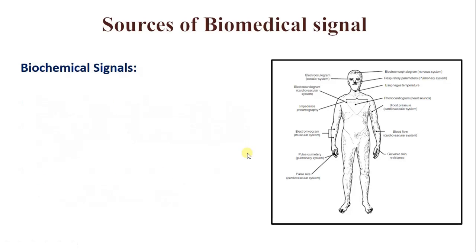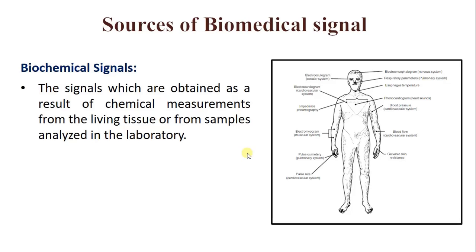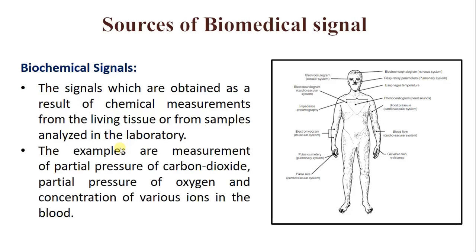We have another category of source of biomedical signal, that is the biochemical signal. These are signals obtained as a result of chemical measurement from the living tissues or from samples analyzed in the laboratory. For example, the pH value of blood is an example of a biochemical signal. Many other examples we can see: measurement of partial pressure of carbon dioxide, that is SpCO2, partial pressure of oxygen, that is SpO2, and the concentration of various ions in the blood. These are examples of biochemical signals.